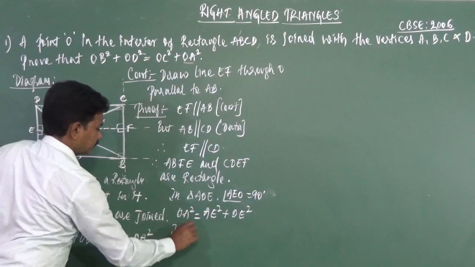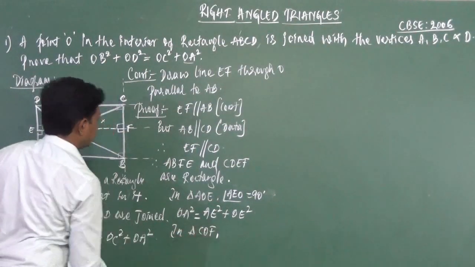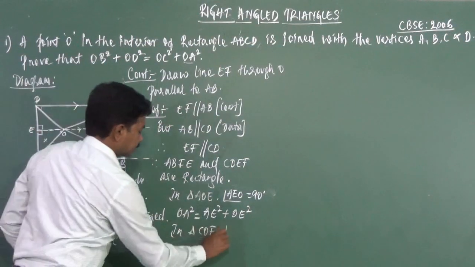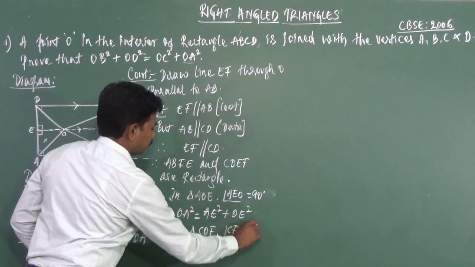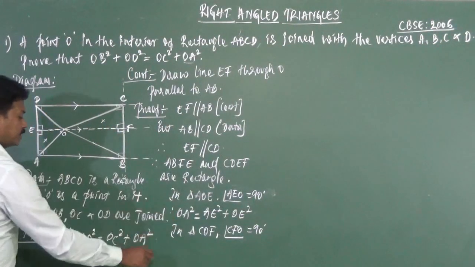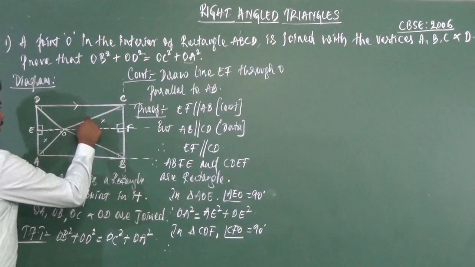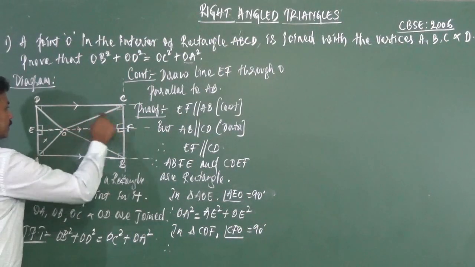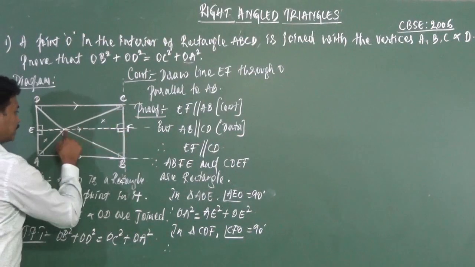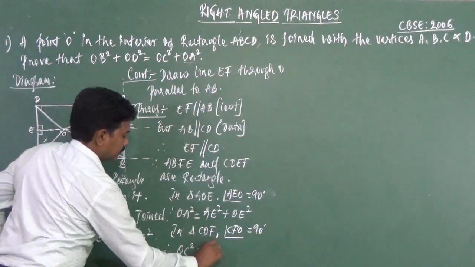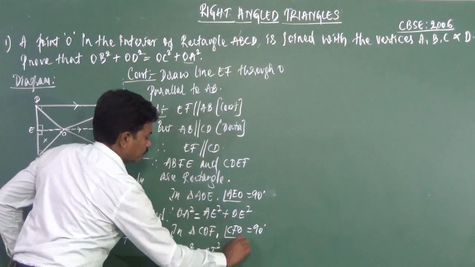So, in triangle COF, angle CFO is equal to 90 degrees. By applying Pythagoras theorem, opposite to 90 degrees is the hypotenuse OC. Therefore, OC square is equal to CF square plus OF square.